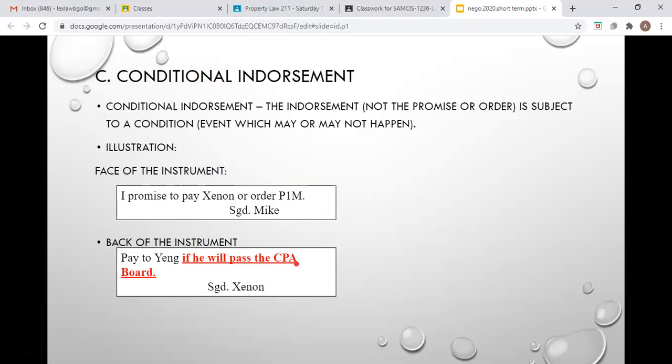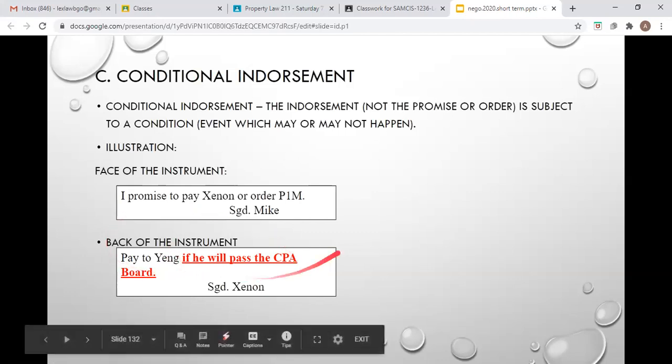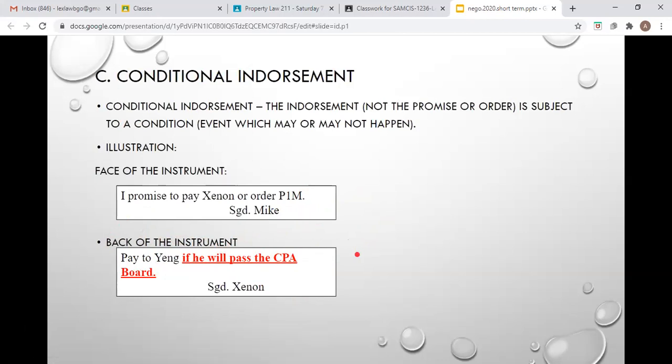So anong ibig sabihin nun? If she will just hold it in trust for Shannon, if she will not pass the CPA board, if there is no fulfillment of that condition, Yang is obliged to return that 1 million to Shannon. However, if Yang eventually passed the CPA board, then that's the time that Yang will now have absolute ownership of that 1 million. Bakit ganon? Bakit kapag nagkakaroon lang siya ng absolute ownership from the moment there will be fulfillment of that condition?